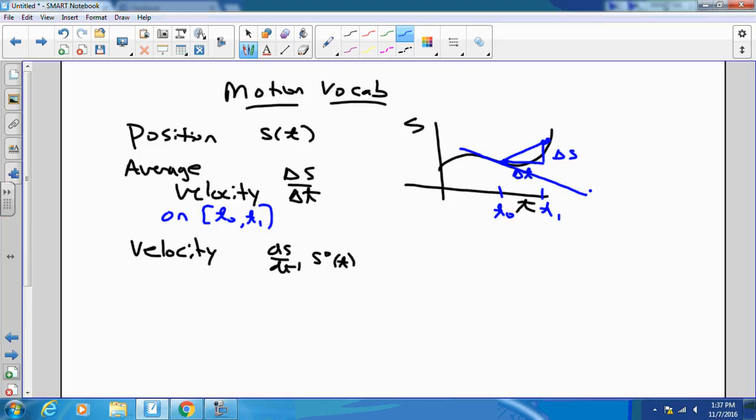Now, related to this, but not the same as this, is the concept of speed. Speed is going to be the absolute value of the velocity at that point. If I needed an average speed, I would do that not with the absolute value of the average velocity, but as total distance over total time.